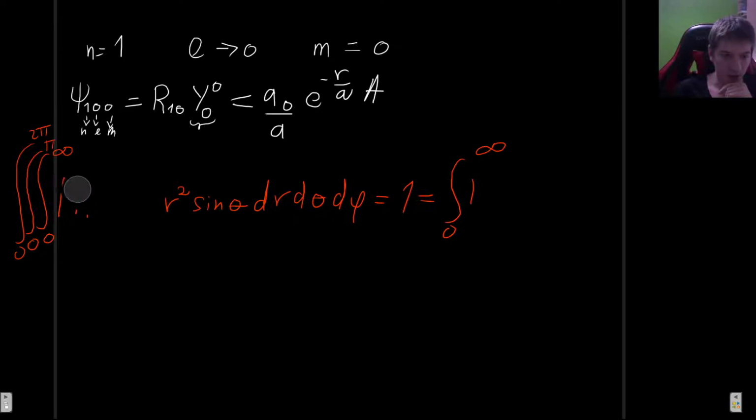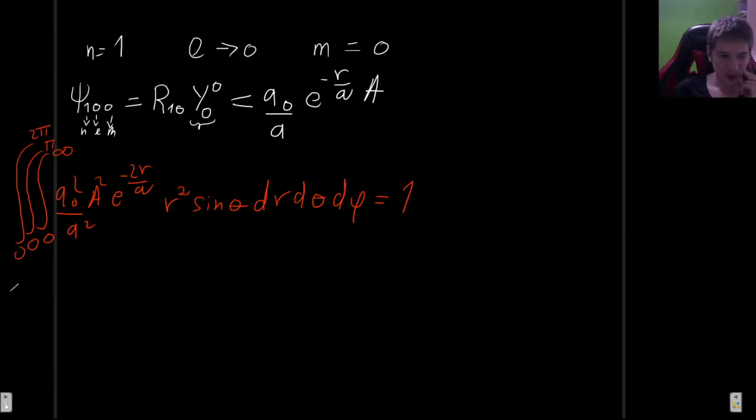So what was our wave function and what is it squared? Well, that's just going to be a0 squared, small a, big A squared, e to the minus 2r over a. Okay, so now let's separate everything that depends on the radius and everything that does not. So I'm going to do it down here.